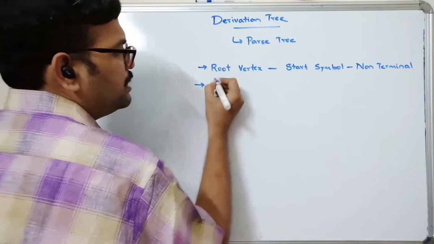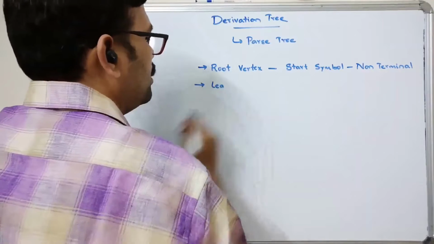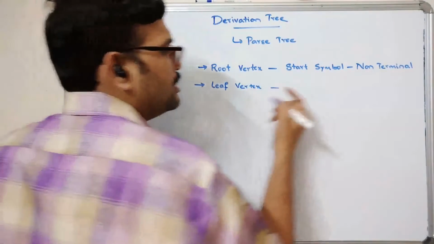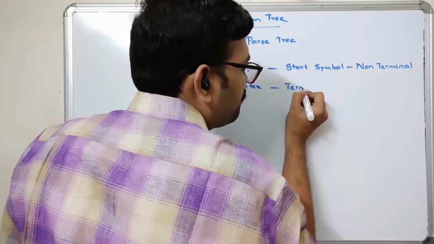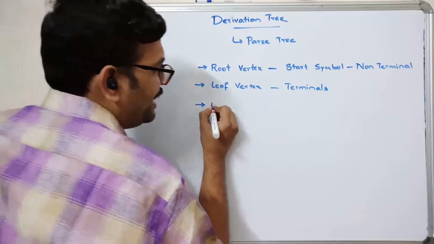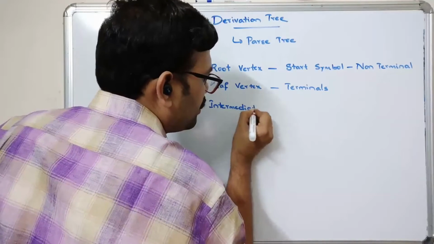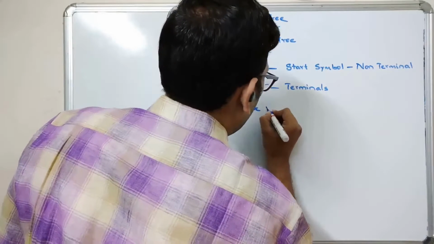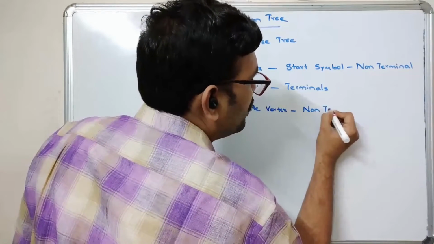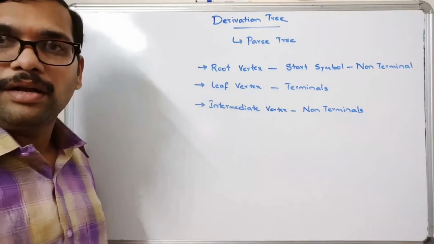And the second one is the leaf node or leaf vertex. That means these are nothing but terminals. And the third one is intermediate nodes, or intermediate vertex. So these are all non-terminals, the set of non-terminals other than the start symbol.